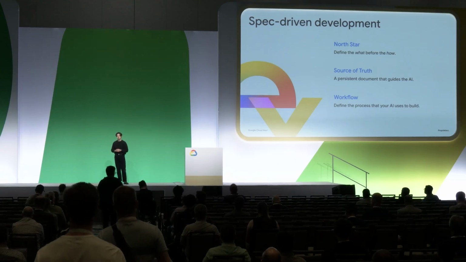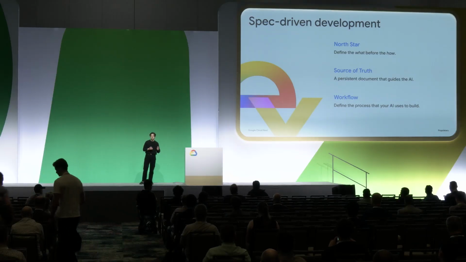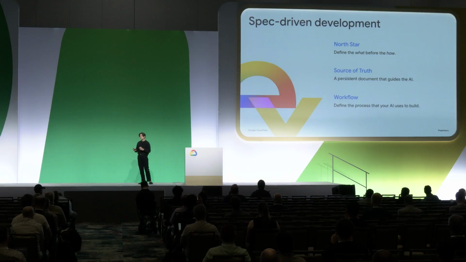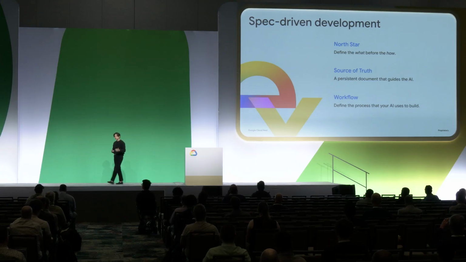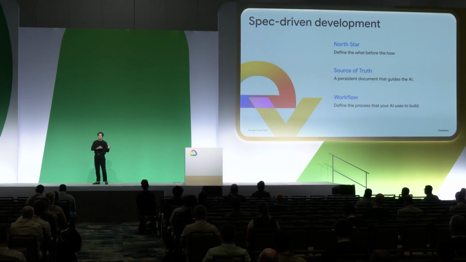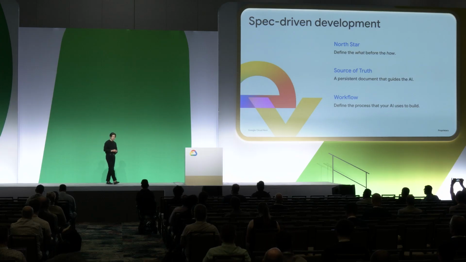First, we have the North Star. So this is setting the vision for what you're going to build or the project that you're taking on. Second, you need a source of truth. So we need to make sure that that North Star is persistent, ideally submitted alongside your code base. And then third, we need to have a process by which the AI takes that plan and implements it. And so we'll be working through all of these three things today.